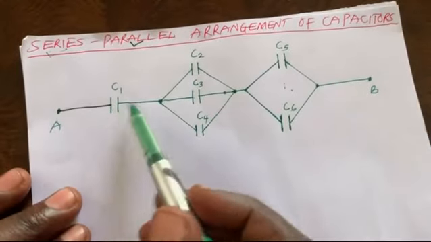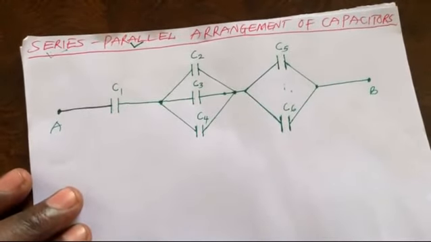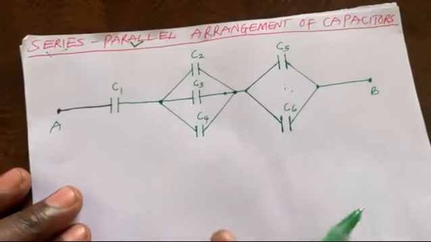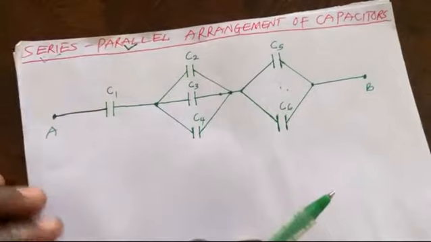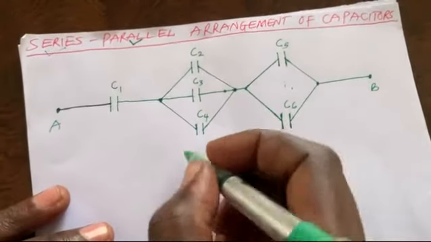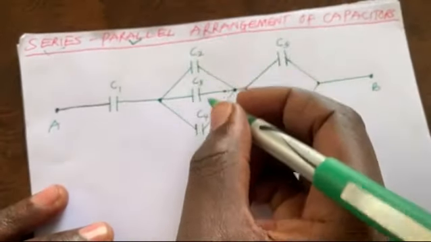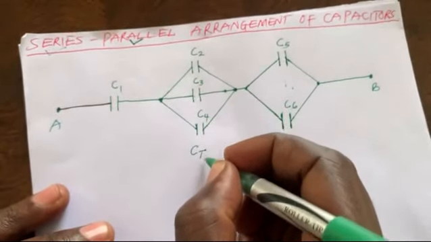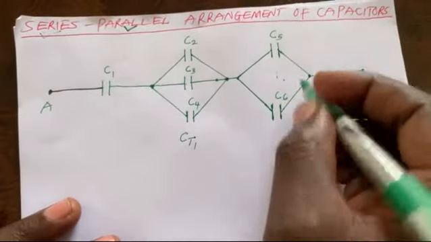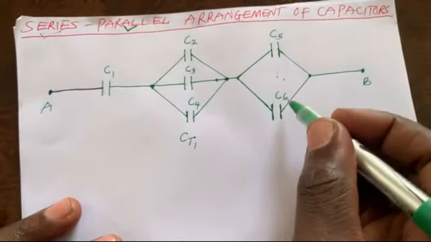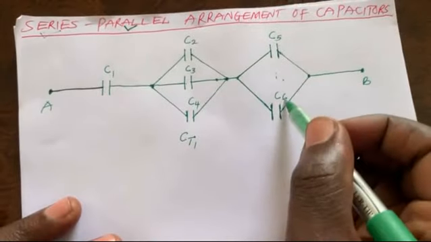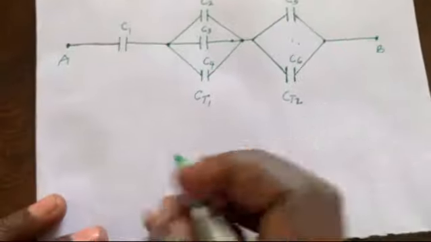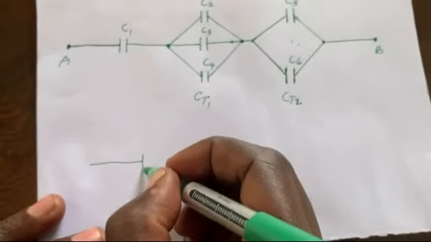You get the equivalent capacitance of the two, and you put it here in place of these, so that at the end you have three capacitors in series, and then you apply the formula for total capacitance when they are connected in series. For example, if we call the total capacitance of C2, C3, C4 C sub T1, and the total capacitance of C5, C6 C sub T2, then at the end we can draw this.